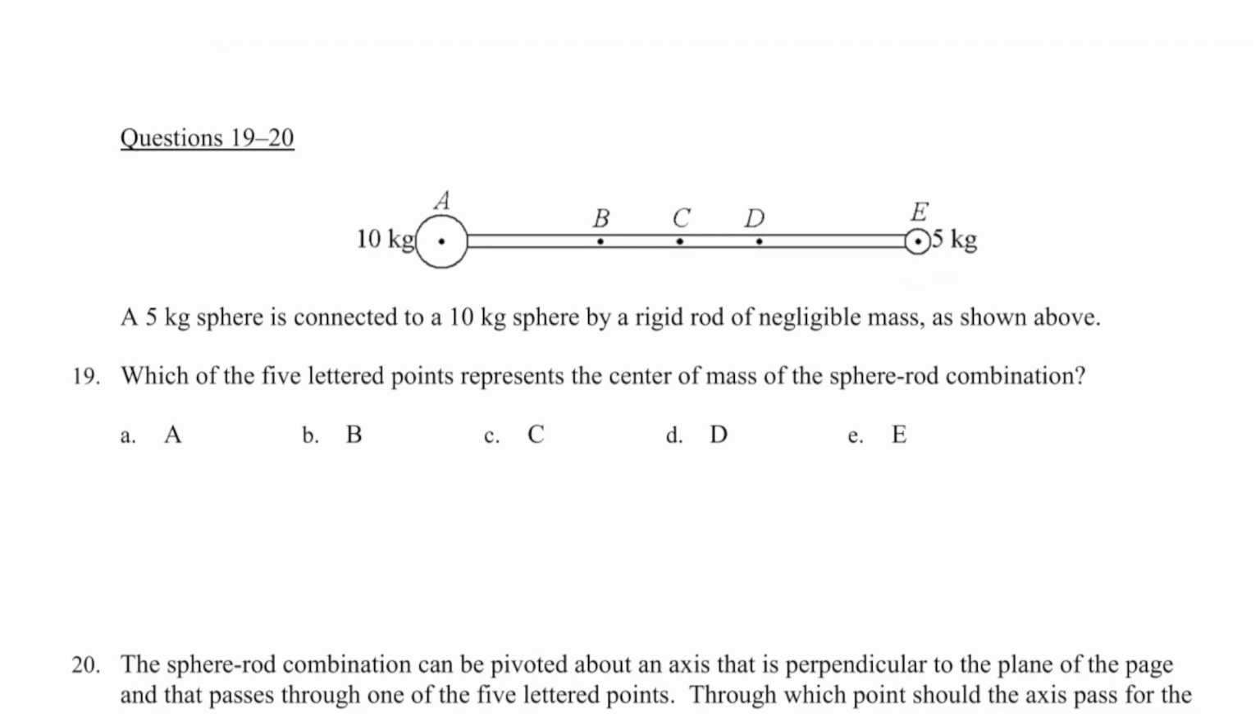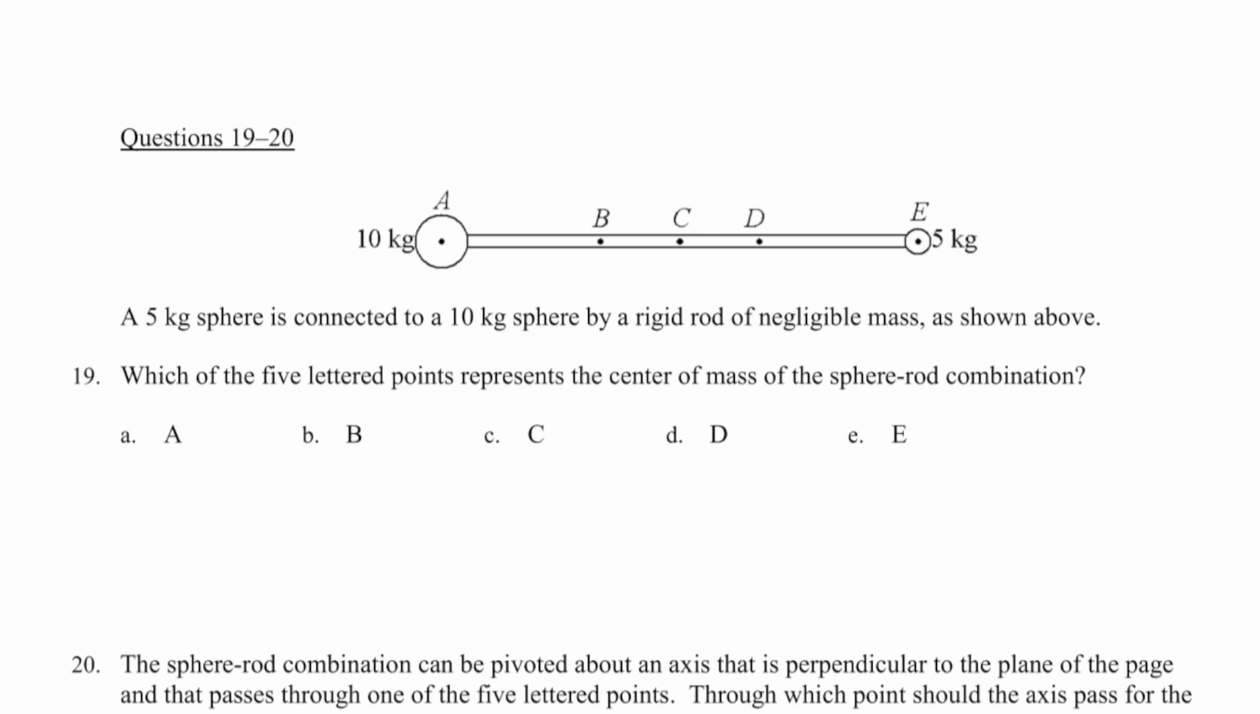A 5 kilogram sphere is connected to a 10 kilogram sphere by a rigid rod of negligible mass. So this means we don't have to look at the rod itself for any of these. Which of the 5 lettered points represents the center of mass of the sphere-rod combination?